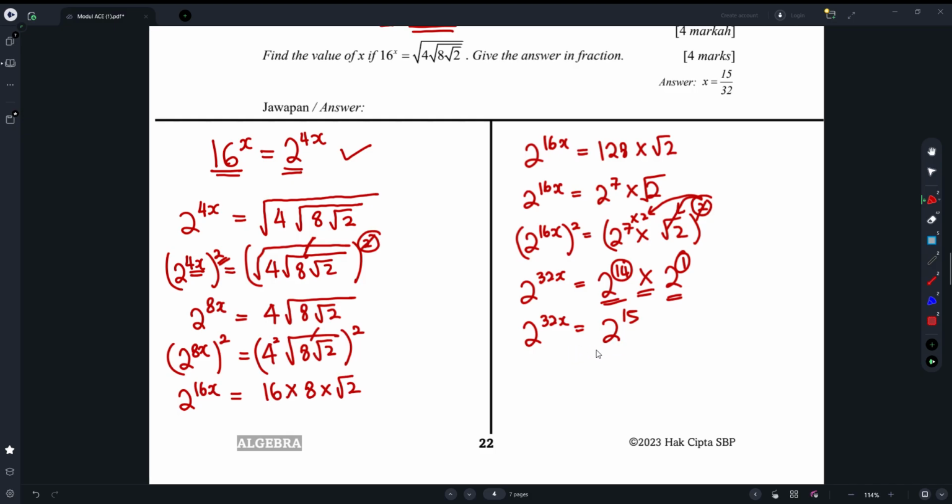So you already have the more simplified version. So we can make a comparison that 32x is equivalent to 15. Therefore, x equals 15 over 32. And that is the answer as stated.